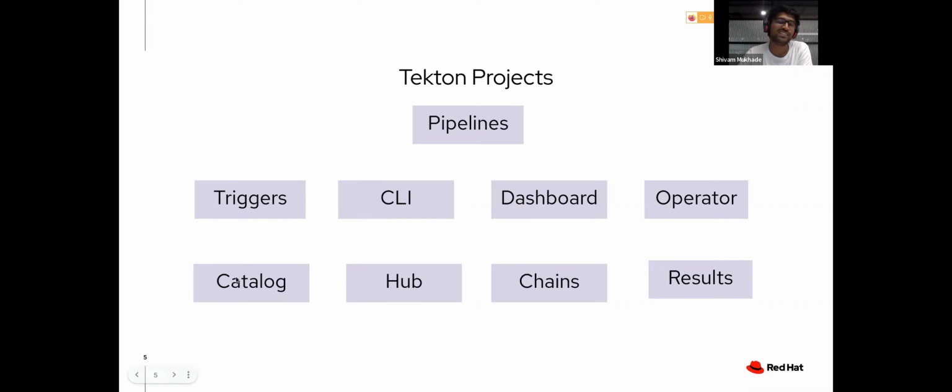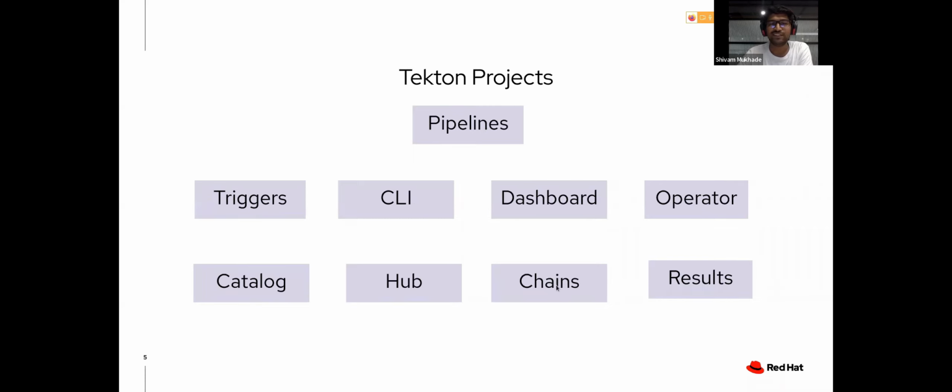The Catalog is like shared resources, created by the community for different developers. Anyone can take resources from this catalog and use them in their pipelines. We will see what those resources are today and how to use them. Hub is a UI platform which hosts this catalog. It makes it easy to find resources and to use them directly.